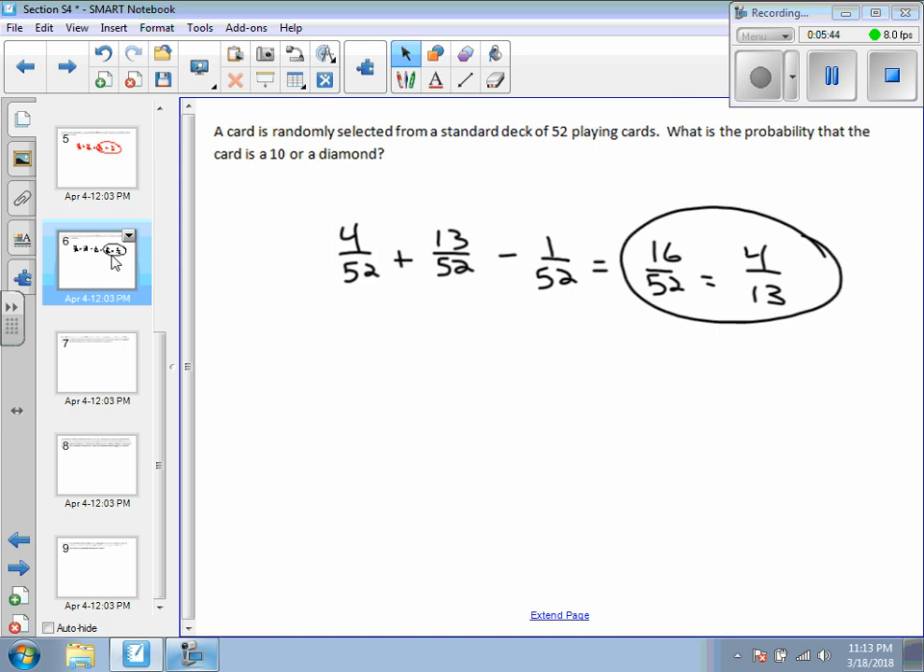Questions on that? So you're always looking for the overlap. If it's an or statement, you're going to add the probabilities together, look for the overlap, and see if there is one. If there's not, you don't have to subtract. If there is, you do.